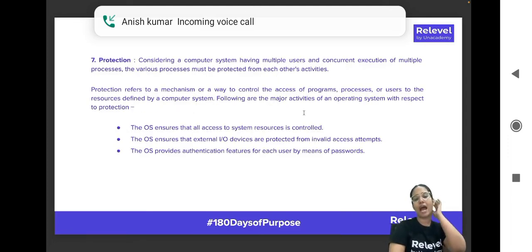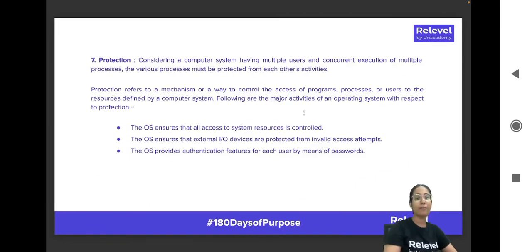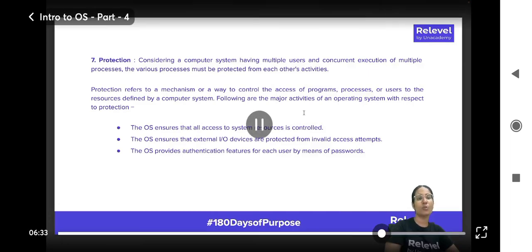And the last one we have over here is protection. A computer system is having multiple users, and concurrent execution of multiple processes is happening, and the various processes must be protected from each other's activities. So one process should not affect the activity of another process. That is why protection refers to a mechanism or a way to control the access of programs, processes, or users to the resources of the computer system.